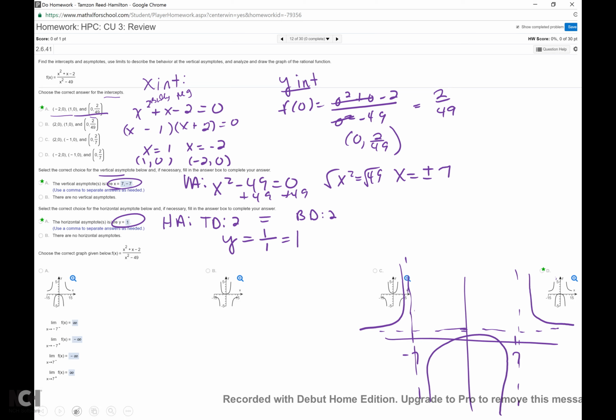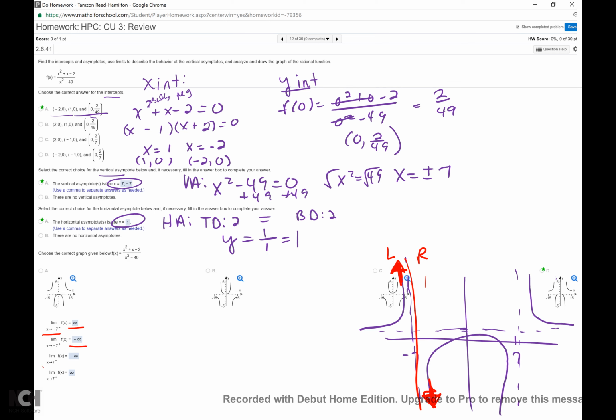So, to do my limits around the vertical asymptotes, let's do -7 first. Here's the left, here's the right. The limit as x approaches -7 from the left side of the red line is pointing to positive infinity. And as it approaches -7 from the right, here's the right side, the arrow closest on the right side is this one, which is pointing to negative infinity.